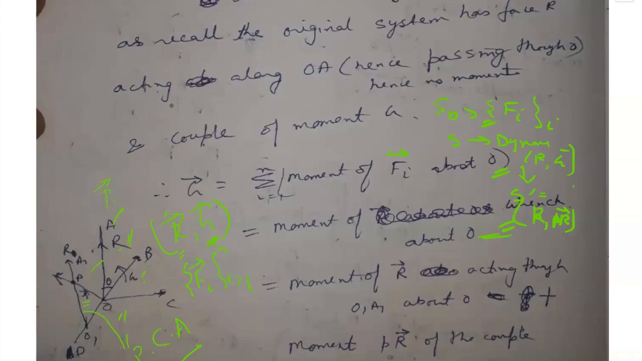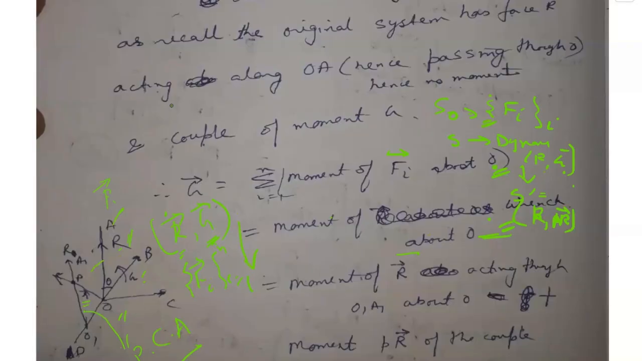I am trying to find the moment of this system with respect to O. But here the moment of R will vanish. We will get only the moment of G. Whatever we get will again be equal to the moment of the range with respect to O. That's what I have written here. That is the moment of the range about O.